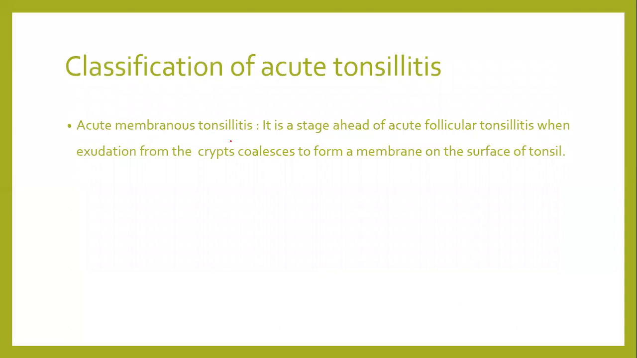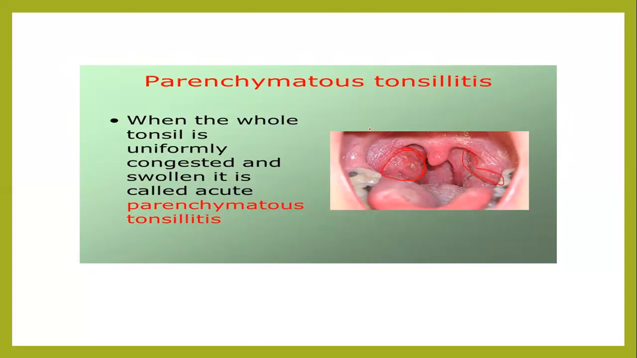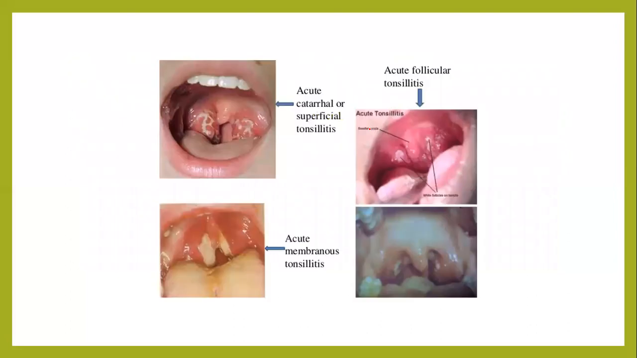Acute membranous tonsillitis is the stage ahead of acute follicular tonsillitis, when exudation from the crypts coalesces to form a membrane that we have already seen here. Okay. So this is a picture of four kinds of acute tonsillitis. This is acute catarrhal tonsillitis, this is acute follicular tonsillitis, and acute membranous tonsillitis.